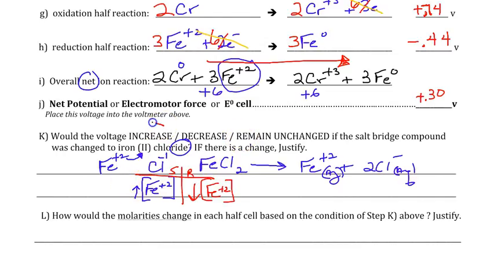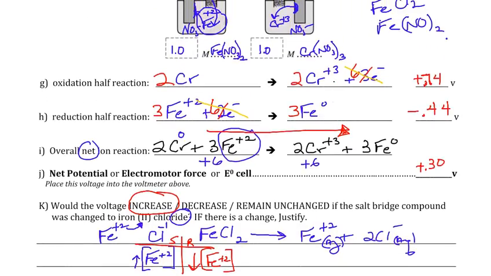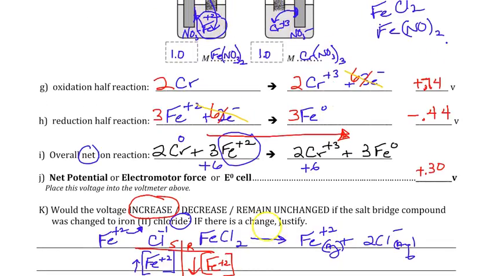So this would also increase the voltage just like the first problem, but for a different reason, but they both shift the reaction to the right to make it more spontaneous. Last question, how would the molarities change in each half reaction based on the condition of step K? Well, step K here shifted the reaction to the right. So if that's the case, aren't I going to increase chromium +3? Aren't I going to use up iron +2?